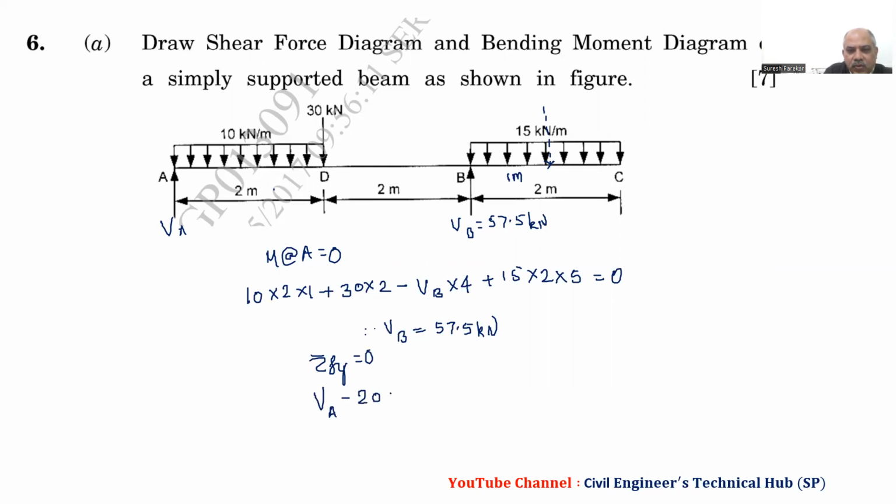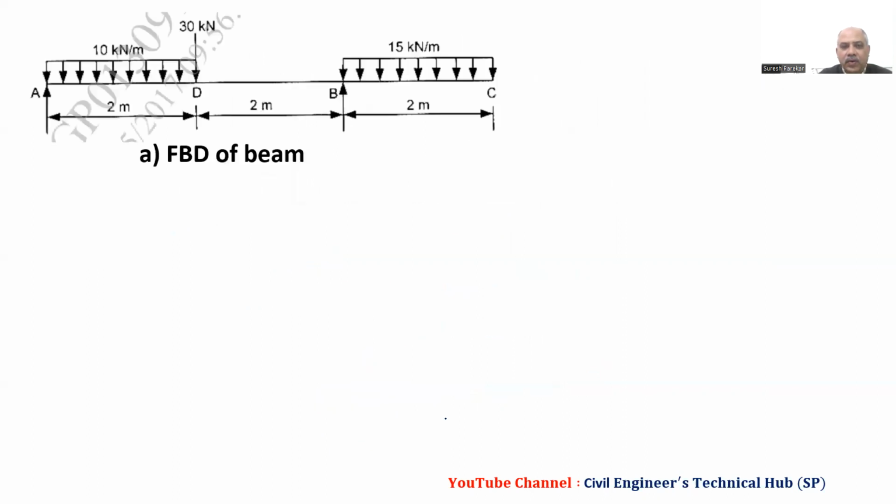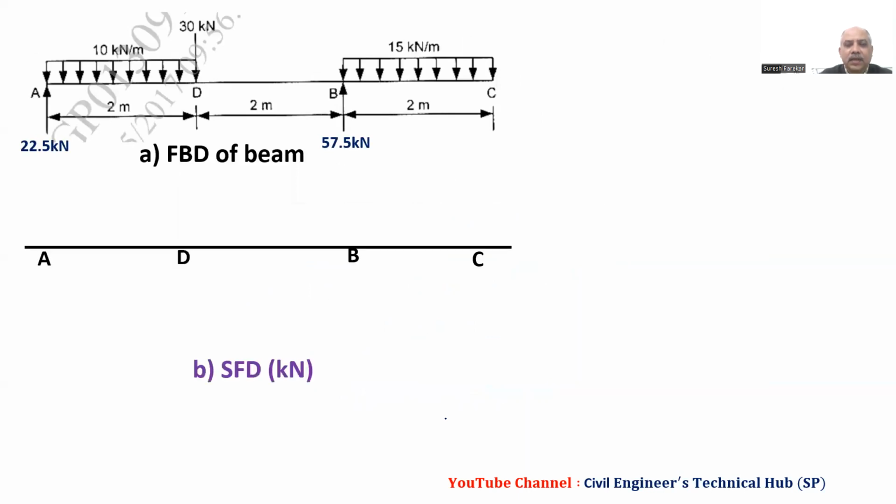minus 10 into 2, that is 20, minus 30, plus 57.5, and then minus 30 equal to 0. And from this we will get VA, 80 minus 57.5, 22.5 kilonewtons. So now we will go to SFD and BMD, with 22.5 and 57.5 kilonewtons.